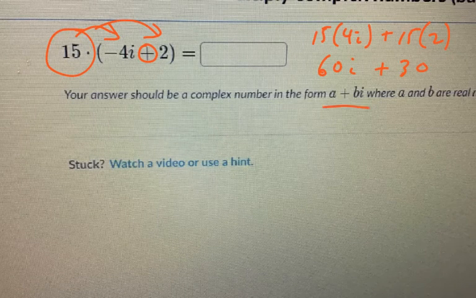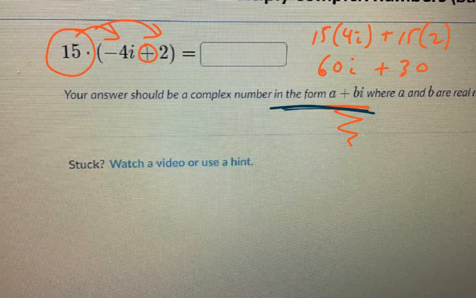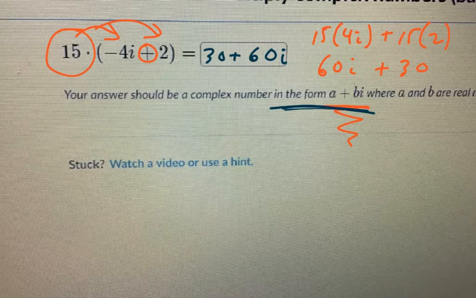But guys, look at the directions. And this is the way you have to get used to with state testing too. When you fill in blanks, they're going to expect a certain format with some of their answers. So if I put in 60i plus 30, it's going to mark me wrong. It wants it to be in standard complex form, which means the number first, then the i second. a plus bi, as we say. So once I typed that in, I clicked, I got the correct answer. Pause the video if you need to.